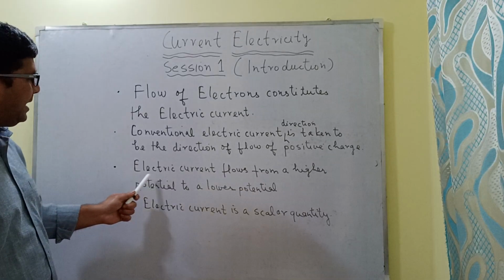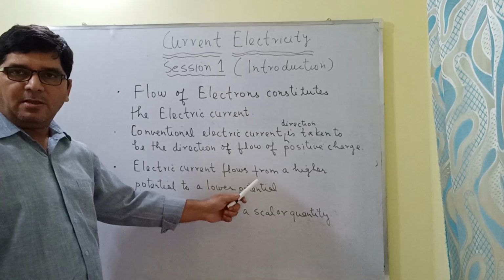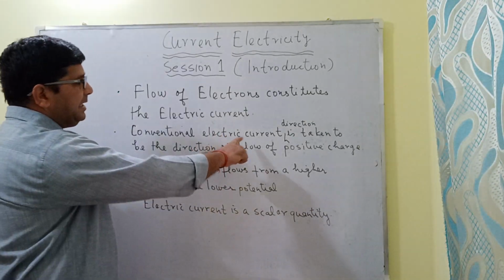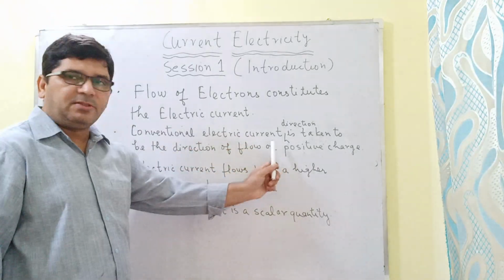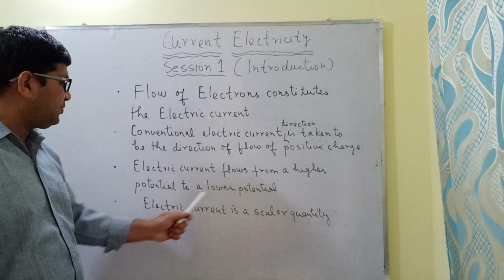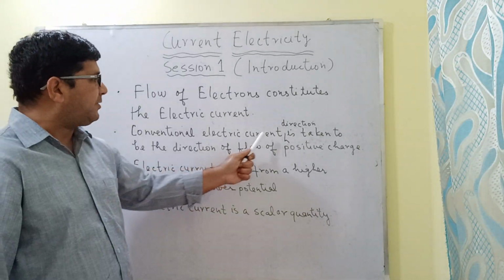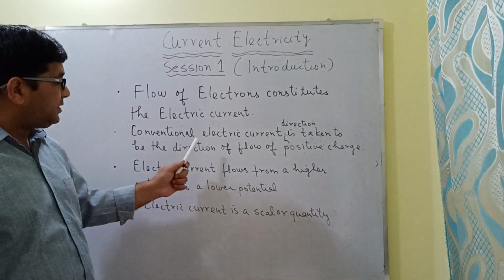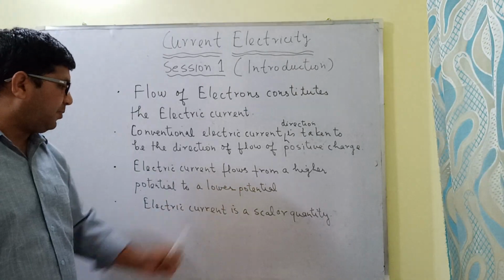The third point is that electric current flows from a higher potential to a lower potential, because you see here the direction of this conventional electric current is taken to be the direction of flow of positive charge. Now the positive charge always flows from a higher potential to a lower potential. Therefore we can say that the electric current flows from a higher potential to a lower potential.